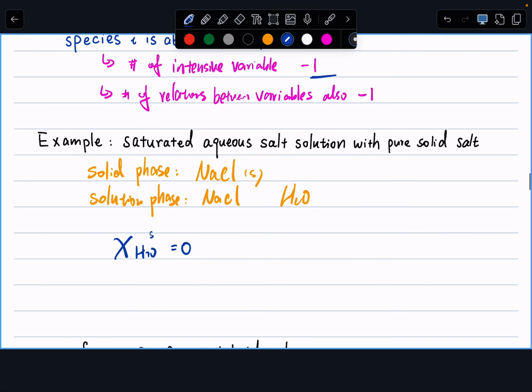And what does it mean when we say the number of relations between the variables also decreases by 1? Well, H2O is no longer present in the solid phase. So when we're thinking about phase equilibrium of water between solid water and liquid water, this equilibrium no longer exists. This is what we mean by the relationships between variables also being reduced by 1.